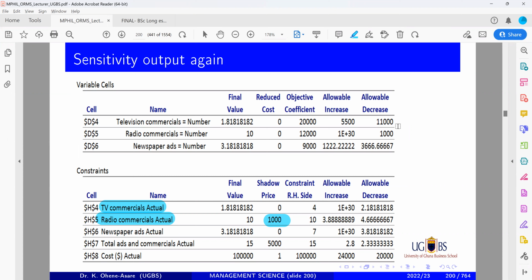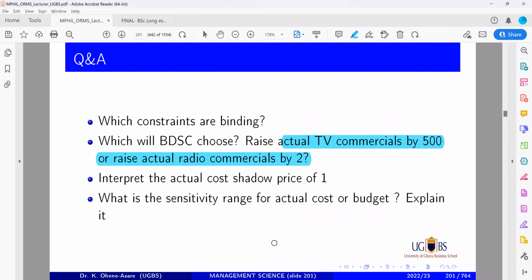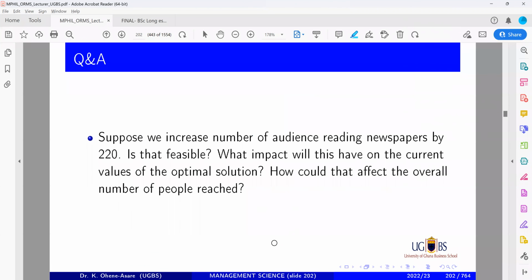Thank you. So it really pays very well to do radio commercials. But of course, if you combine all of them, radio, TV, and newspaper, that one is much better because it will give you much more audience reached. 5,000 more audience can be reached by just doing one of each. So that is how you capture this. You should be able to learn how to calculate all sensitivity.